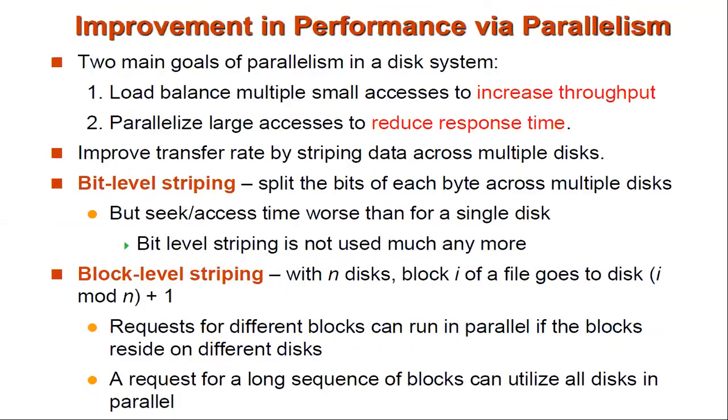Okay, we already said that when you allow parallel access in the RAID arrangement, you can increase the performance. Instead of accessing data from only one disk, suppose you allow both disks to be accessed in parallel, so that you can increase the speed. So the two main goals of parallelism in a disk system are, one, load balance multiple small accesses to increase the throughput, and second, parallelize large accesses to reduce response time.